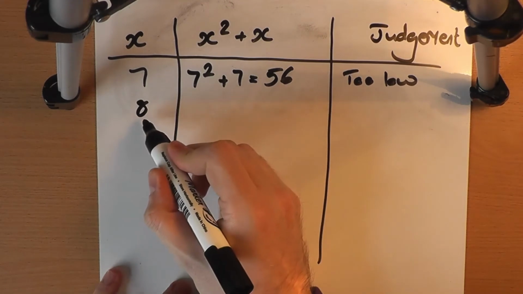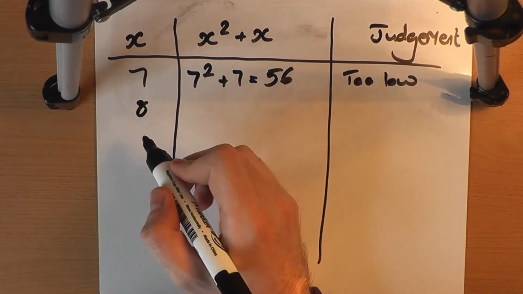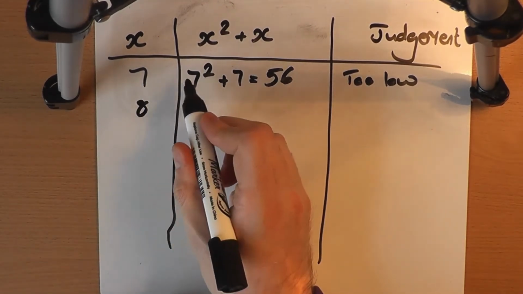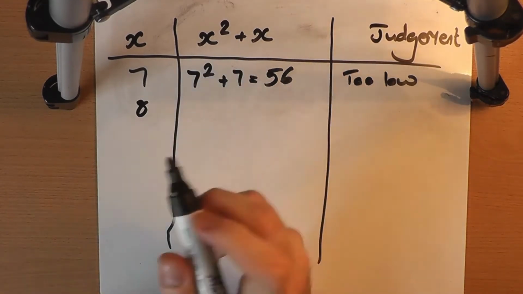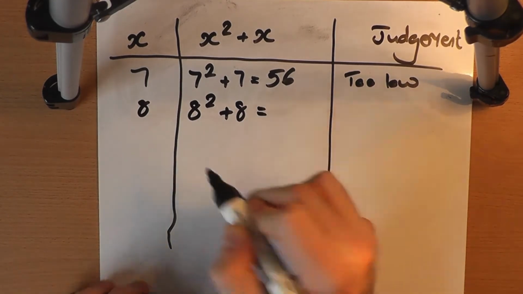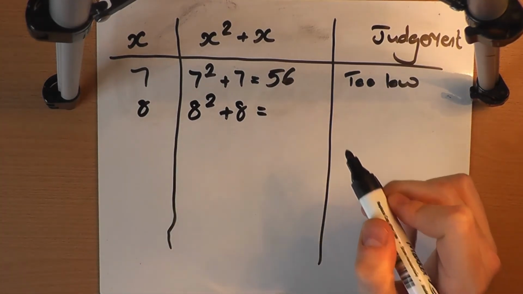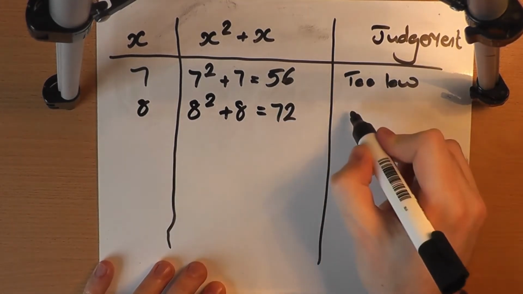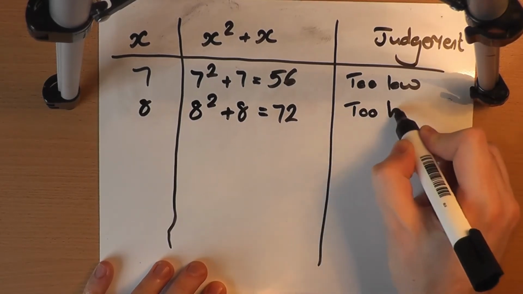So we're going to do the same thing. We're going to say, what if x was 8? What does the equation give us then if we test it out? So we're going to do 8 squared, and then we're going to add a copy of 8 to it. 8 squared plus 8. Well, 8 squared is 64, plus the 8 gives us 72, which you'll notice is too high.